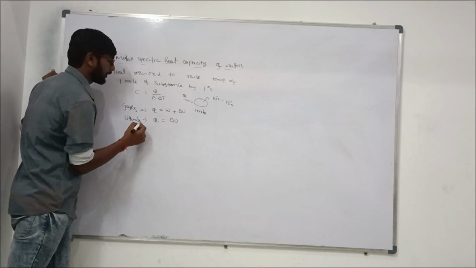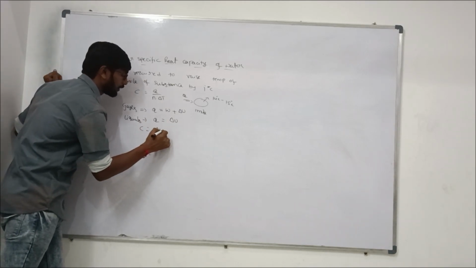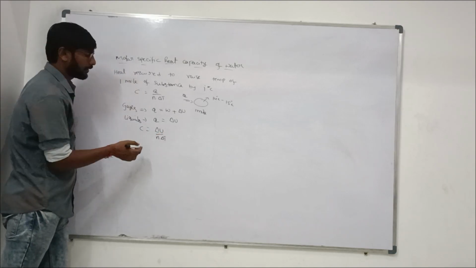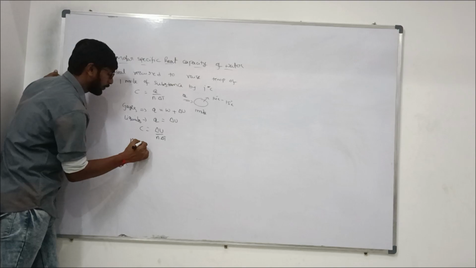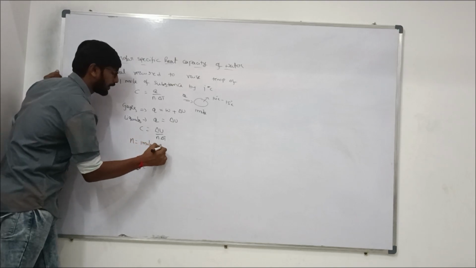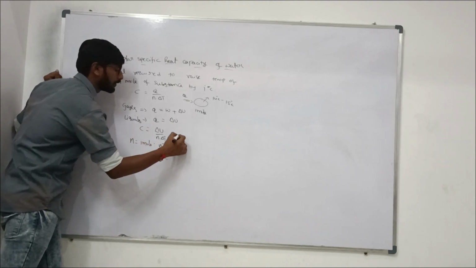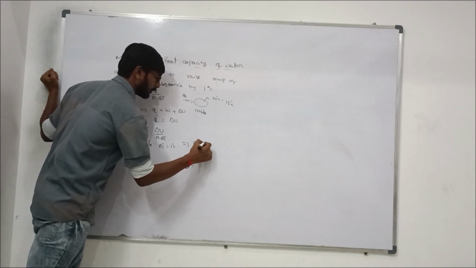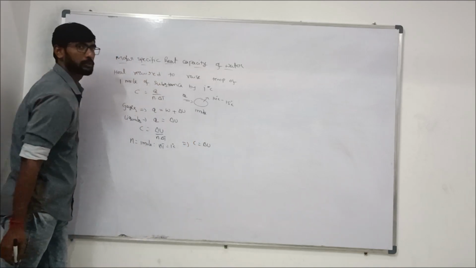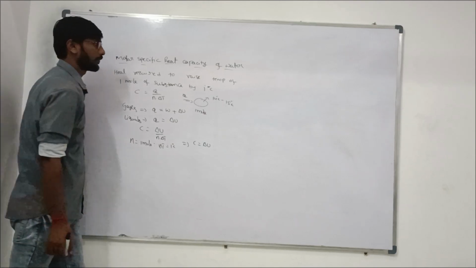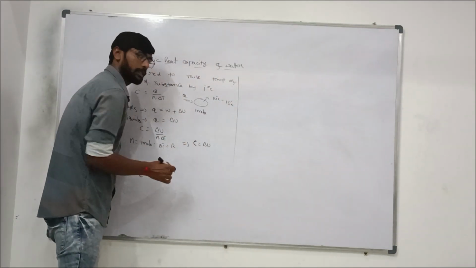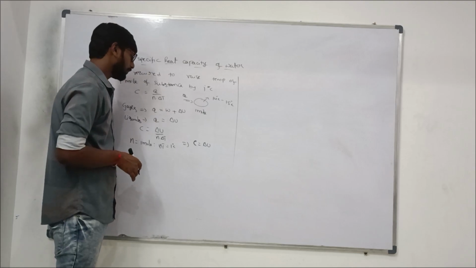So now you can write C equals delta U by N delta T. Here N is 1 mole and delta T is 1 degree Celsius, so we can write C equals delta U. So change in internal energy, right? So molar specific heat is nothing but the change in internal energy.